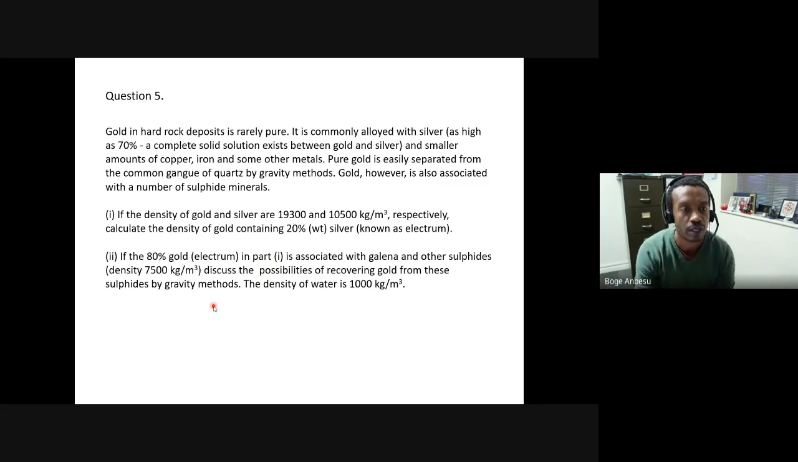Okay, and then once you calculate this density, the next question is, now if you had this product and this is associated with a sulfide material, which has a density of 7,500 kilograms per meter cubed, then you need to discuss the possibilities of recovering this gold from the sulfides using a gravity separator. Okay, maybe you can take water to be the media used in the gravity separation. So again, with this one, you should be able to calculate the concentration criteria based on those given conditions.